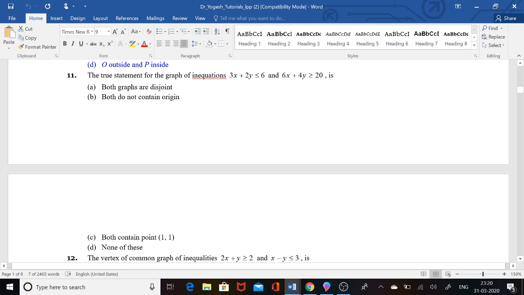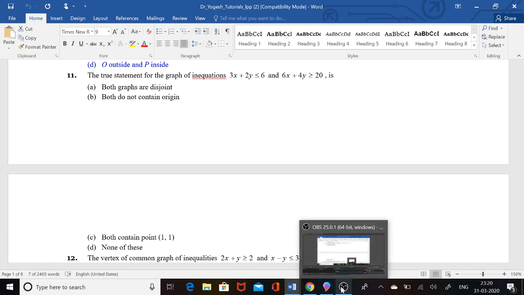Actually, you'll be getting a parallel line over here because the equation says the graph is disjoint. The option has to be A for the 11th one. Check it out.